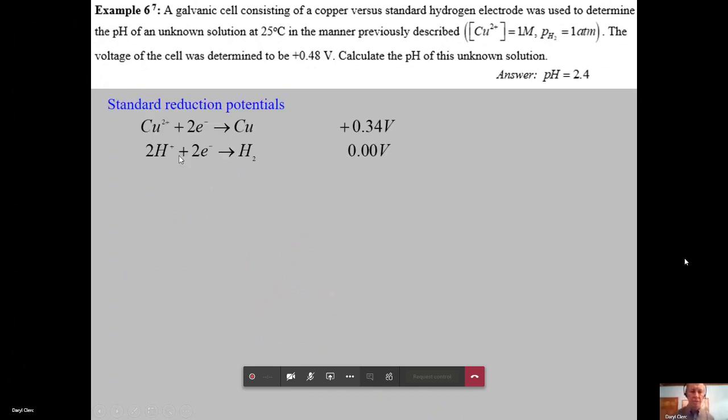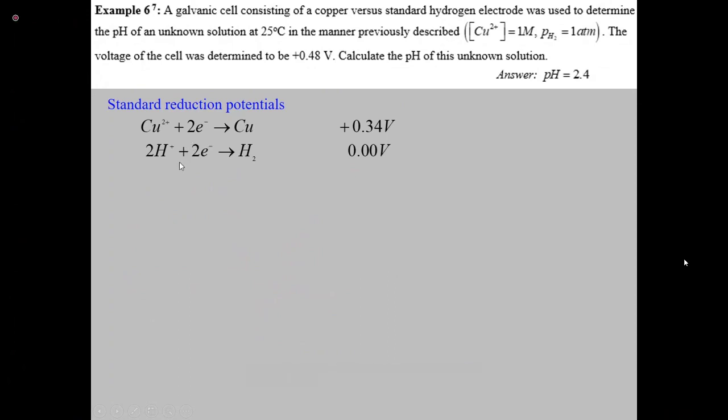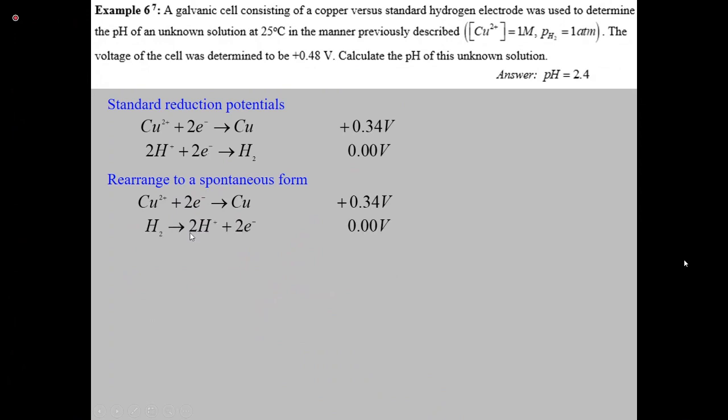So we start out again with the standard reduction potentials. Here we have copper and hydrogen. So we rearrange these to a spontaneous form. Copper had the most positive E0 value, so we keep that as is and reverse the other. So the hydrogen gas is oxidized, and that gives us a cell E0 value of plus 0.34 volts.